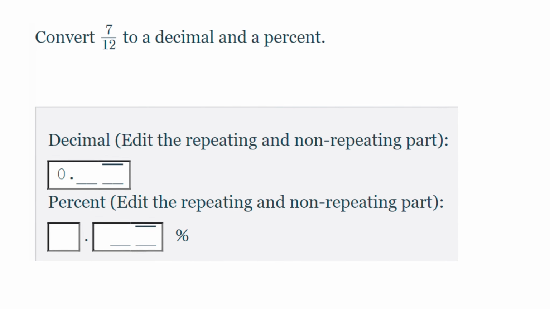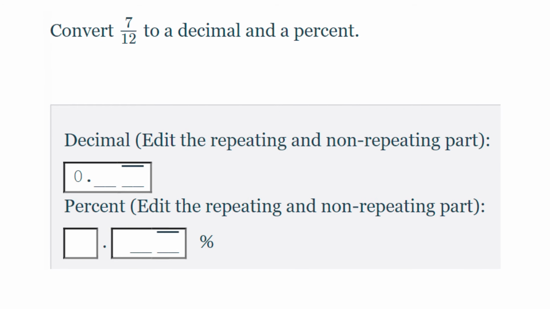As promised, I told you I'd give you a repeating decimal here. I'm going to let my calculator do all this work for me. Remember, fractions are just division, so this is essentially 7 divided by 12. 7 divided by 12 gives me 0.58333 repeated. And remember what this is: 0.583 with a line over it.